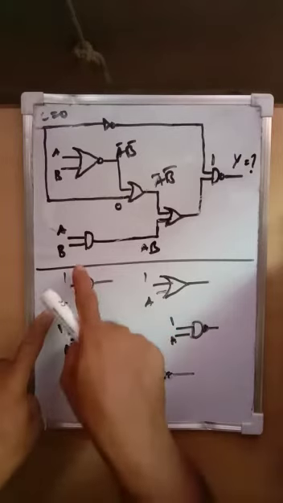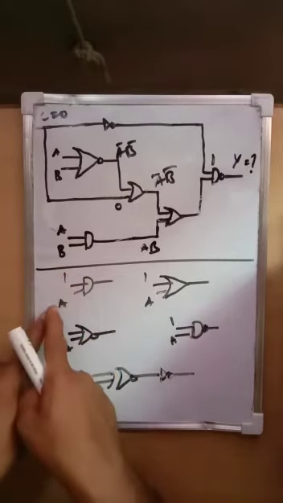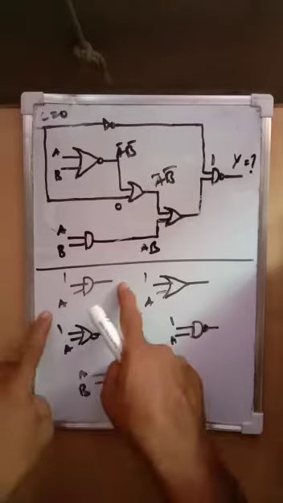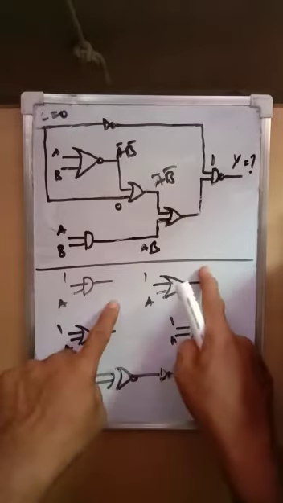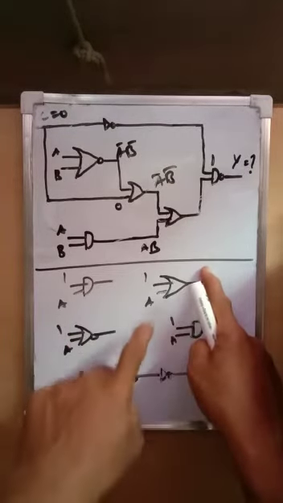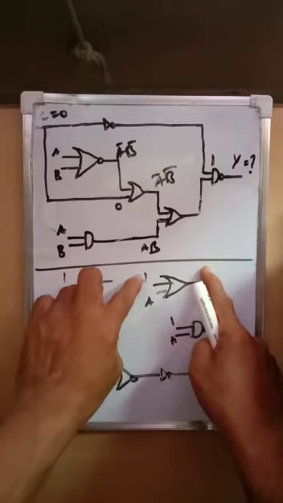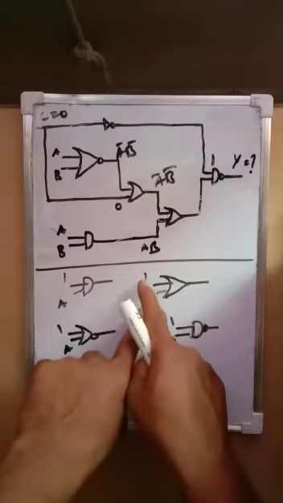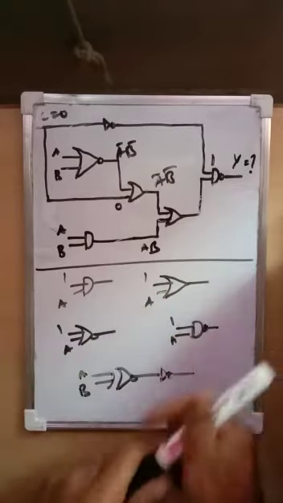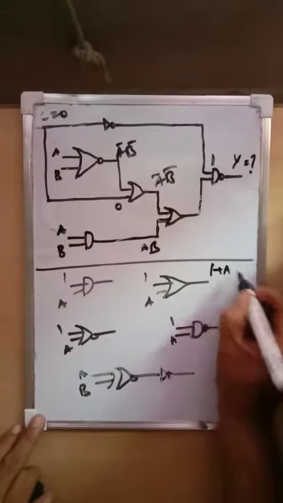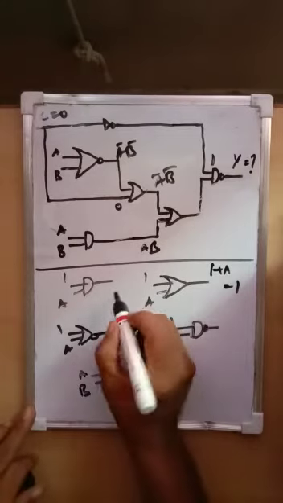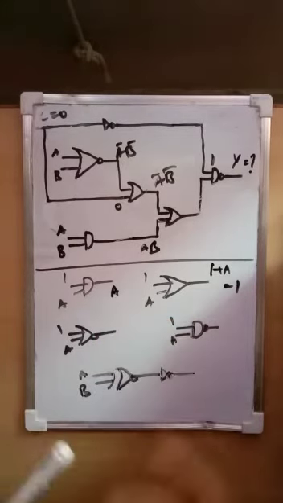That depends on the value of A given here. If it is 1, then it comes out. Similarly, 1 plus A: A equal to 0 gives 1, A equal to 1 gives 1. That means whatever the value of A, this value is always 1. And 1 dot A is always A. These are the properties.